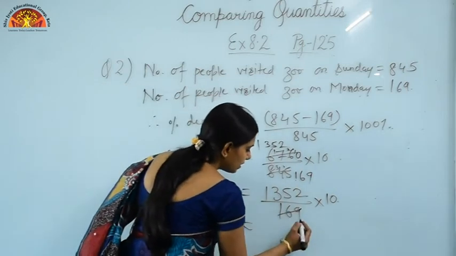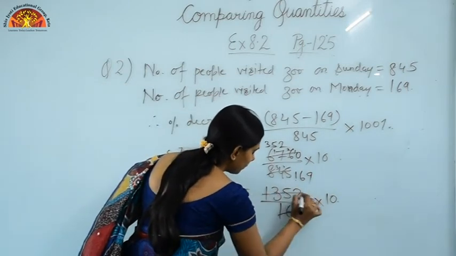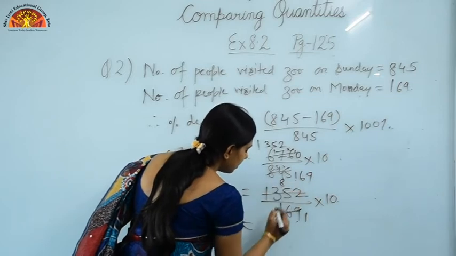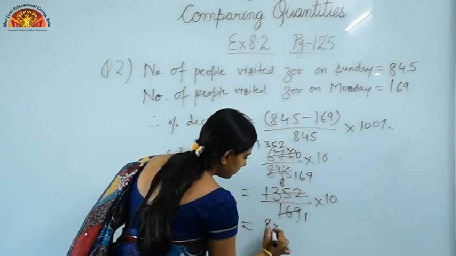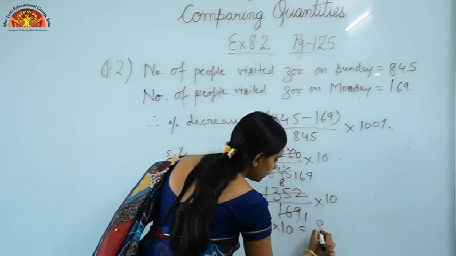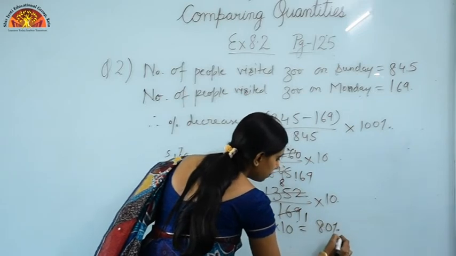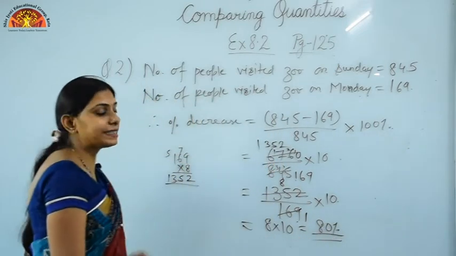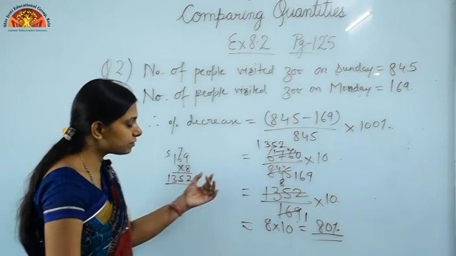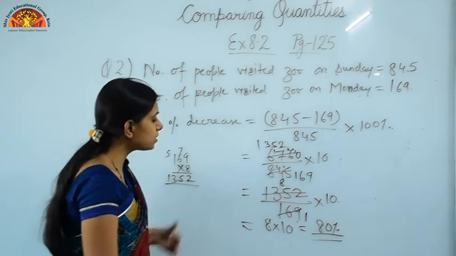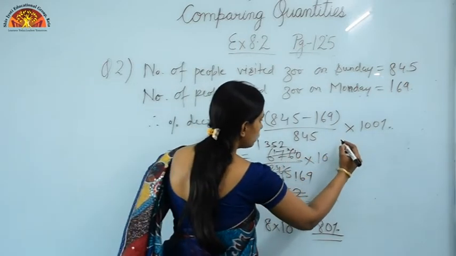So 169 ones are 169, it is 8s are. So 8 into 10, which is equals to 80%. So percentage decrease is 80%. Got it dear children? No need to get confused. What I have done, it was into 100.